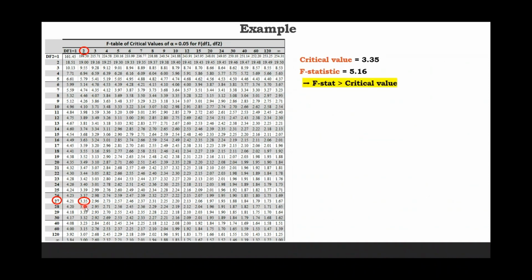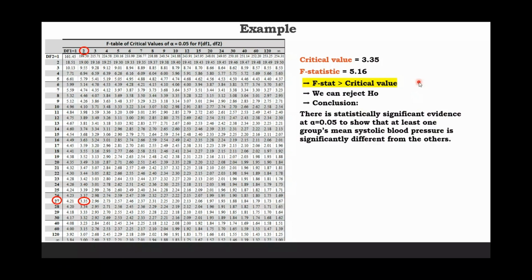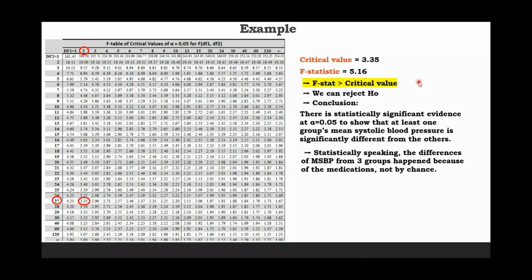Then I can tell that the F statistic is above the critical value, which means I can reject the null hypothesis and conclude that there is statistically significant evidence at 0.05 to show that at least one group's mean systolic blood pressure is significantly different from the others. So statistically speaking, the differences in mean systolic blood pressure among the three groups happened because of the medication and not by chance.